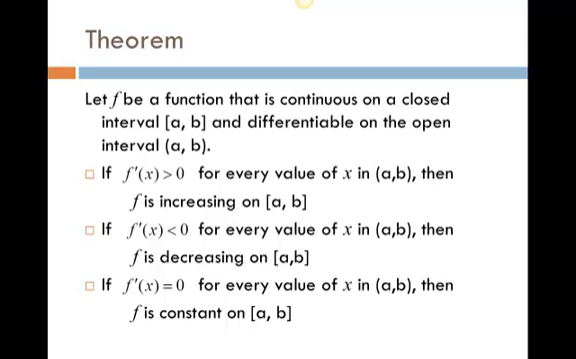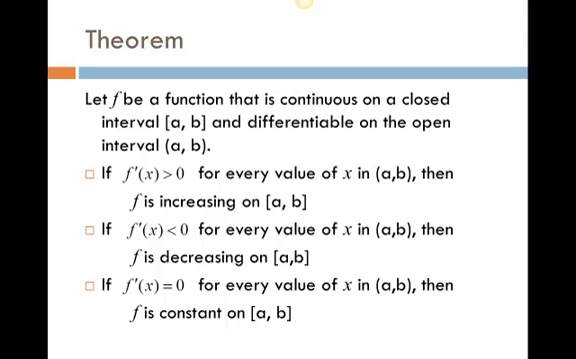And the last one, if f prime of x is equal to 0 for every value of x in the interval from a to b, then f is a constant over that closed interval from a to b, right? And we know that the derivative of a constant is 0. So if you get 0 as a derivative, you know that it's from a constant.